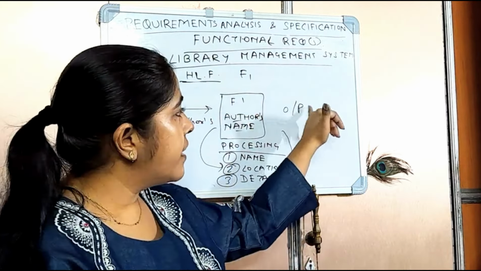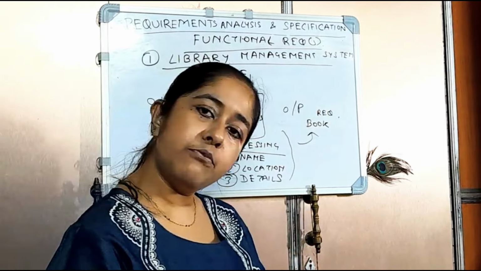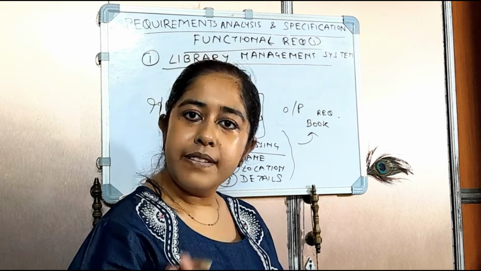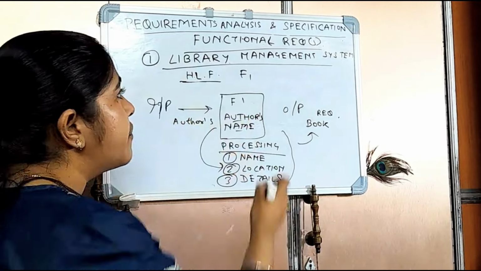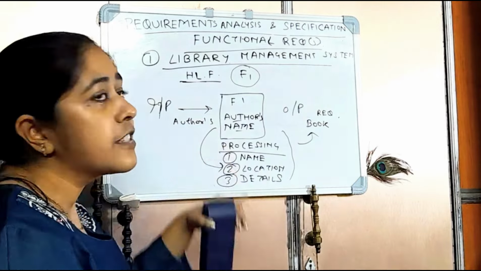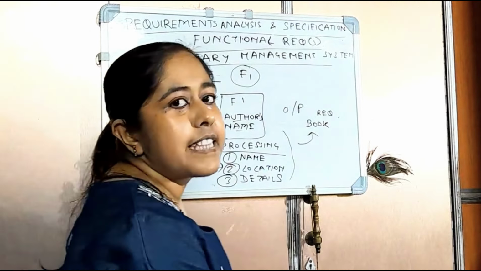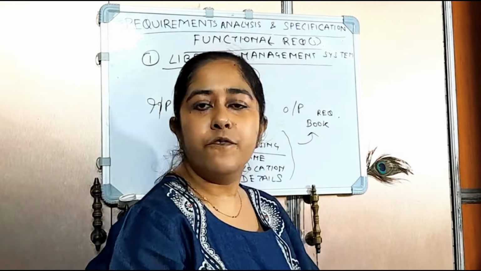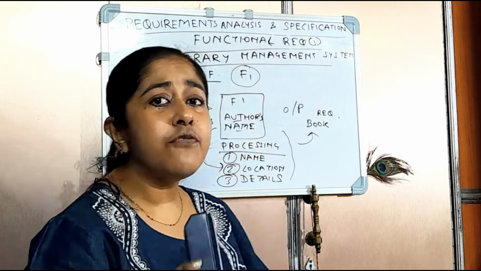These things will give me the required output, that is, the book that I need. So this is what is happening within this F1 function. So we can see how this processing is going on. This processing is our high level processing, high level function. So this is a functional requirement.